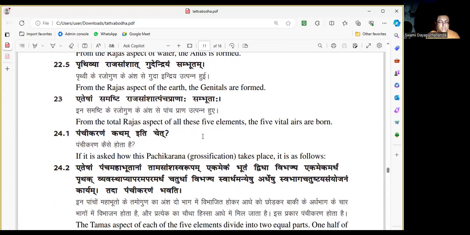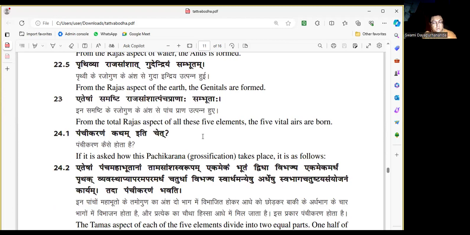It doesn't belong to the Sthula Sharira, our gross body with our flesh and bones. It belongs to the Sukshma Sharira. And Pancha Mahabhuta also is Sukshma. They are not gross. So then how is this gross body, the Sthula Sharira, formed? How does it happen?